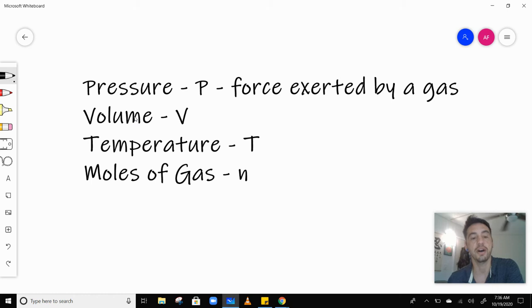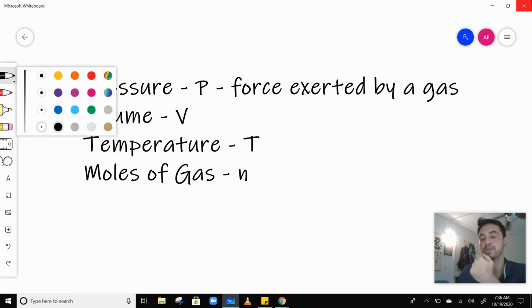Volume is just the space occupied by the gas. Temperature is the average kinetic energy of the gas, or basically the average speed and the average energy of the gas particles. And then finally, moles of gas. So when we talk about gas laws, we're going to be talking about these four variables and how they're related to one another.